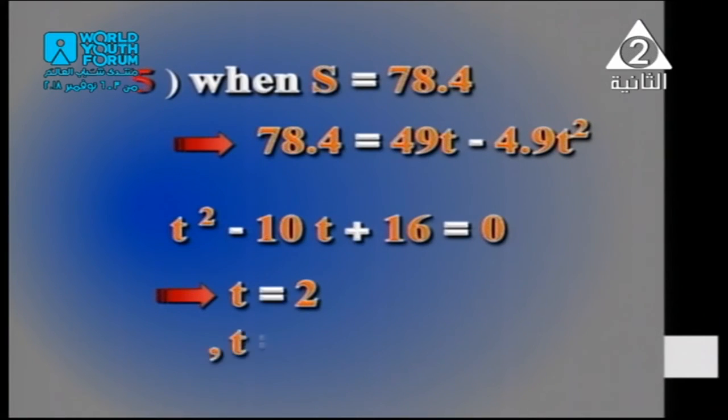T equals 2 and t equals 8. When, my dear student, t equals 2, the distance is 78.4. When t equals 8, also s equals 78.4. T equals 2 when projected upward. When returning, t equals 8, the distance is also 78.4.